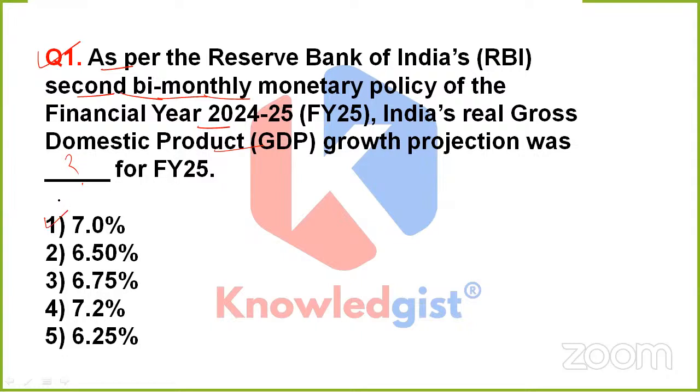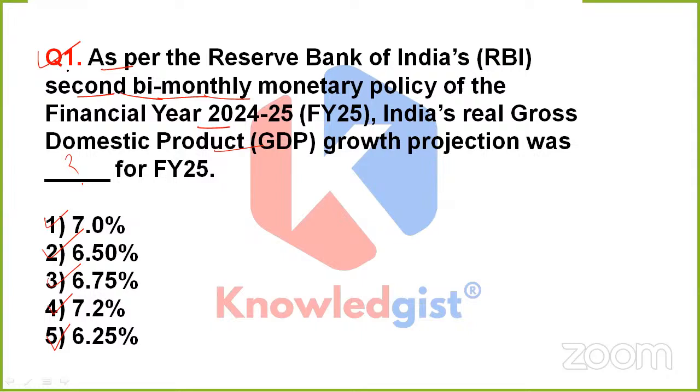So we currently have five options. Is it 7.0%, 6.50%, 6.75%, 7.2%, or option 5, that is 6.25%? So how much is it, friends? Which option is the correct one? Take your time, have 5 seconds, and then we will discuss it.